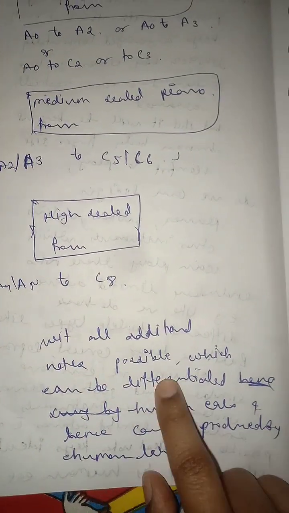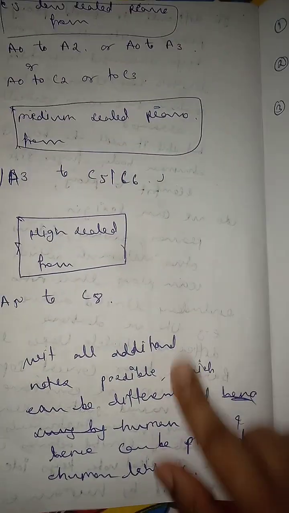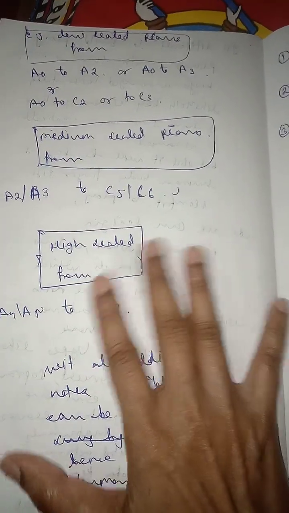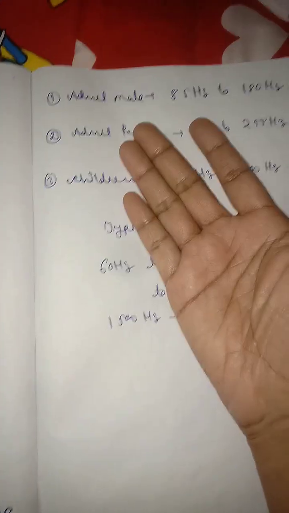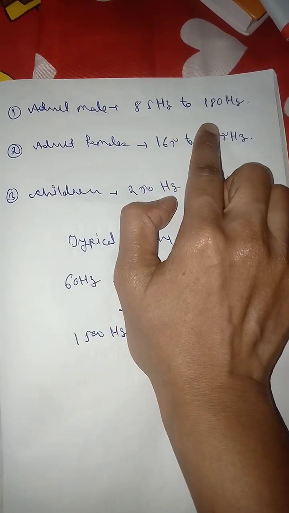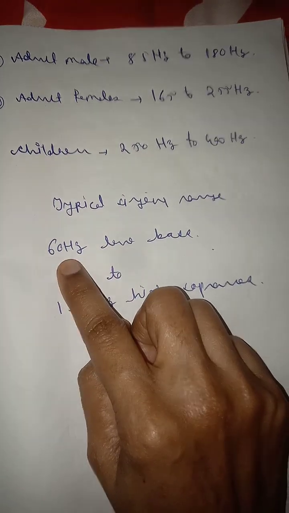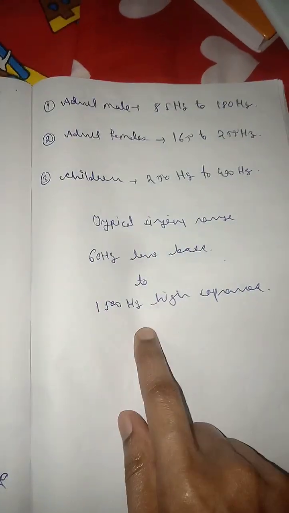But the human ear can recognize these frequencies, these many keys on the piano. It's not an exact number, it's an almost accurate number. But the human larynx cannot produce all these frequencies from 20 hertz to 20 kilohertz. The typical singing range is 60 hertz to 1500 hertz, including adult male and female voice ranges.